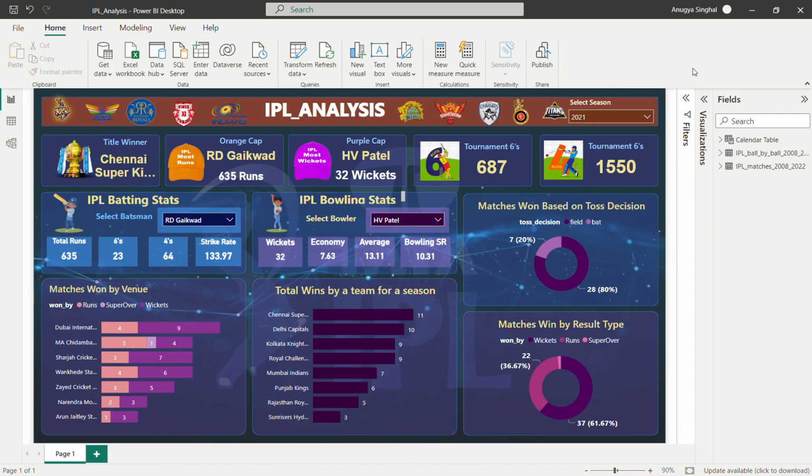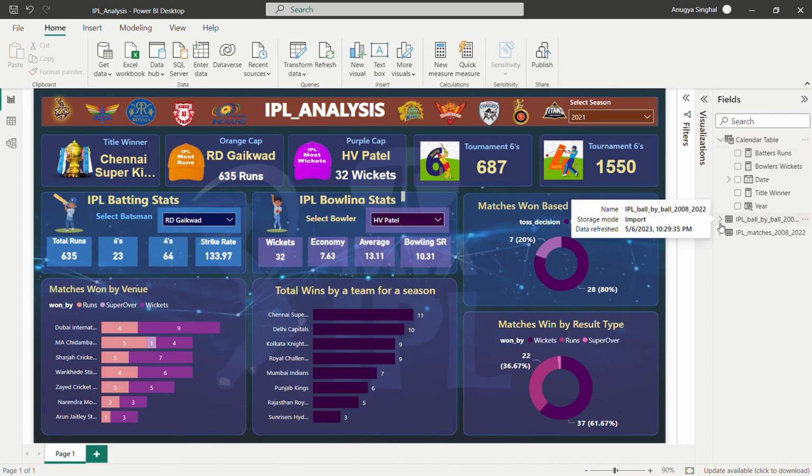As you can see on the screen, I've completed this task with the help of Power BI Desktop. This task is based on the exploratory data analysis of IPL. With the help of this dataset, which is provided by the organization, I have to find out the most successful teams, players, and factors contributing to the win or loss of a team. So this is the problem statement of this dataset. So we can start with the analysis.